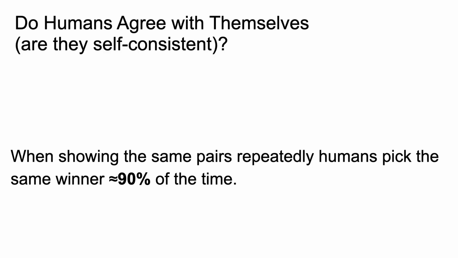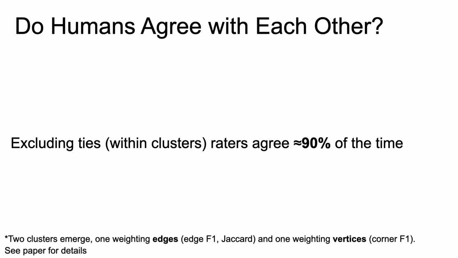So, do humans agree with themselves? Are they self-consistent? Yes. When showing the same pairs repeatedly, humans pick the same winner about 90% of the time. Similarly, do humans agree with each other? Well, under certain circumstances, excluding ties and within clusters, raters also agree with each other around 90% of the time.